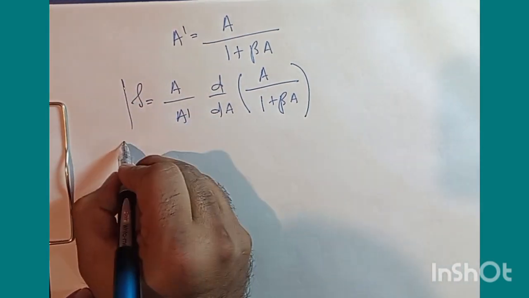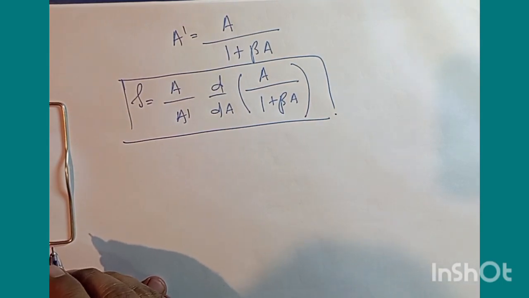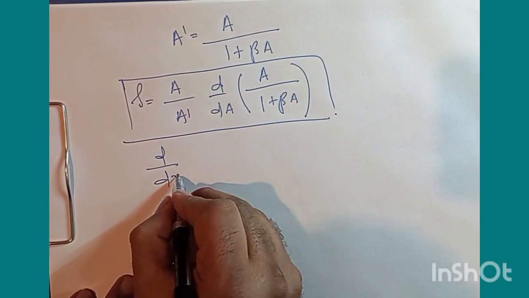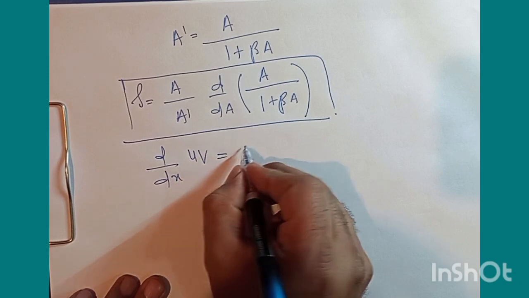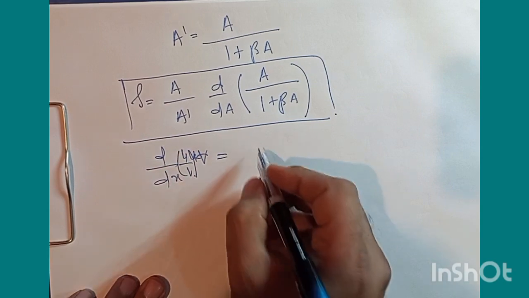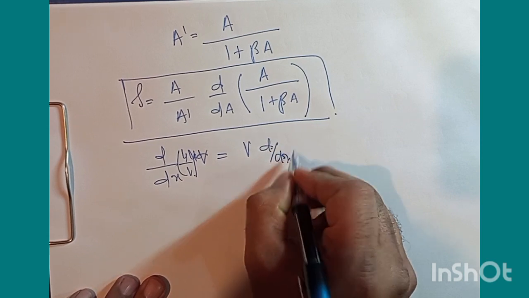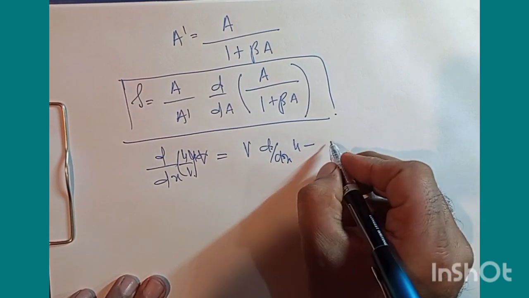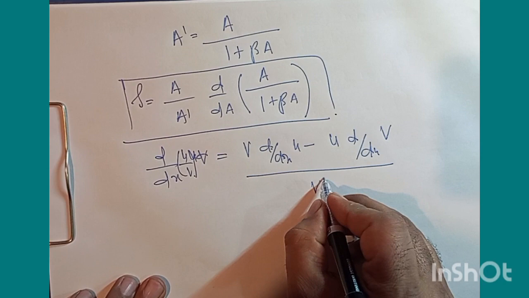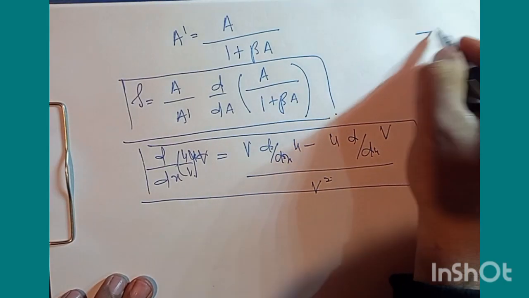So we can make use of the u by v rule here. If we have d by dx of something like this, it is u by v in this case. So v as it is, into differentiation of u, minus u as it is, into differentiation of v, whole divided by v square. So we'll make use of this formula here.